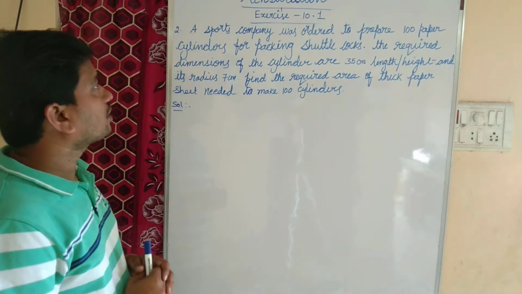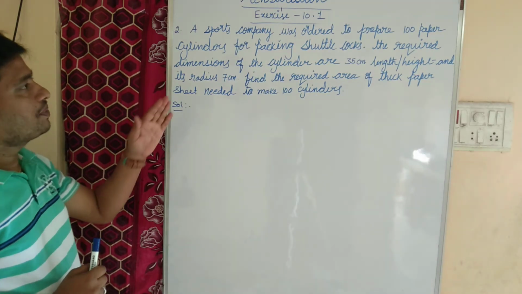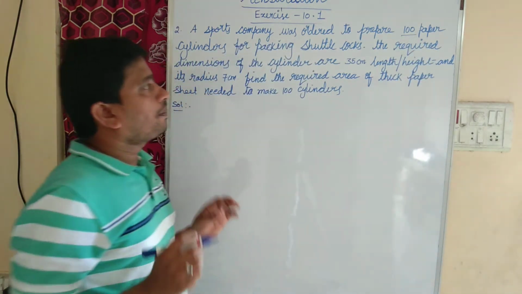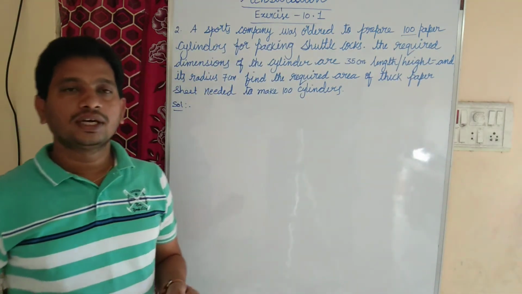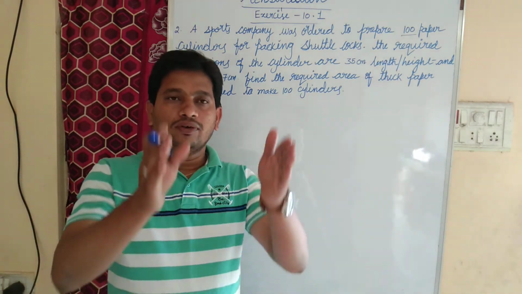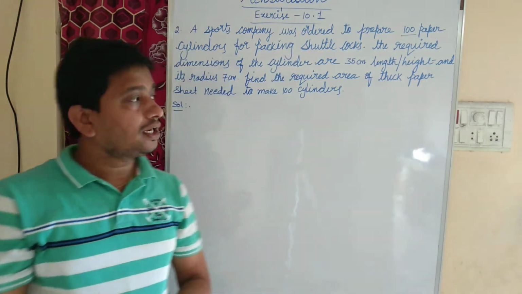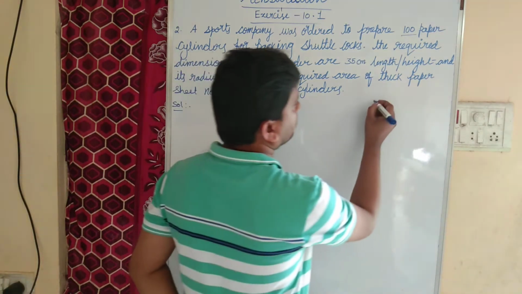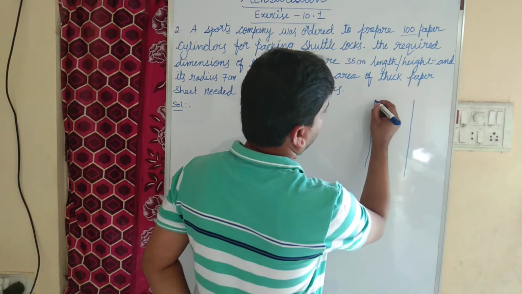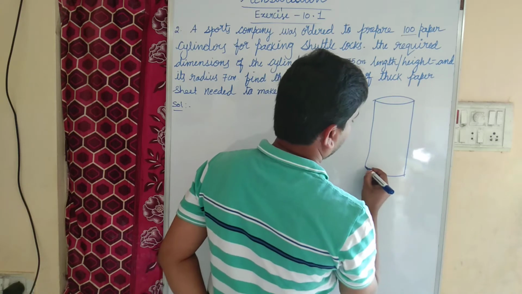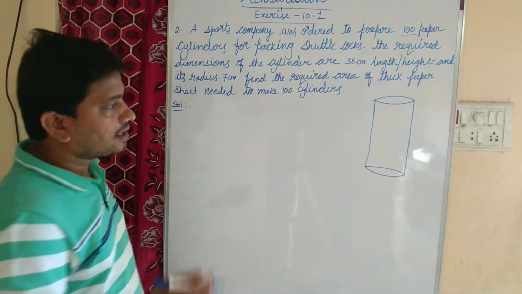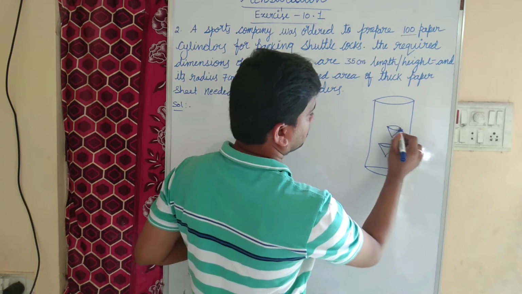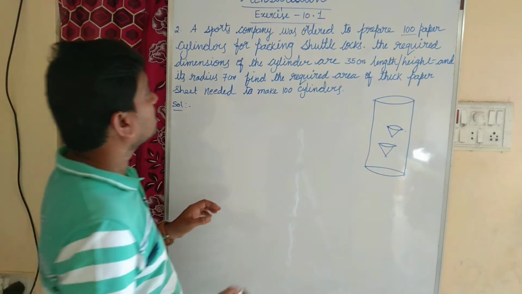Now coming to the second question: a sports company was ordered to prepare 100 paper cylinders for packing shuttlecocks. Actually, they will pack shuttlecocks in cylinder-shaped containers, right? The required dimensions of the cylinder are 35 centimeter length. Inside the cylinder they will put the cocks, like this. So how many paper cylinders?